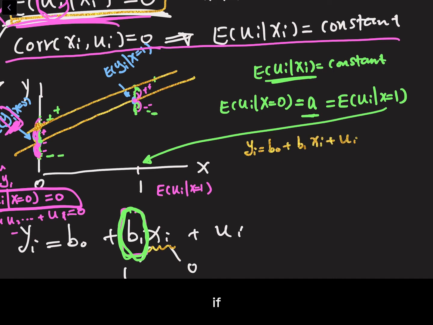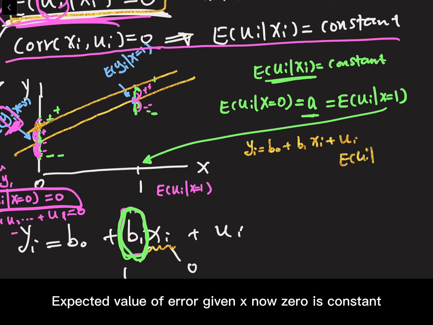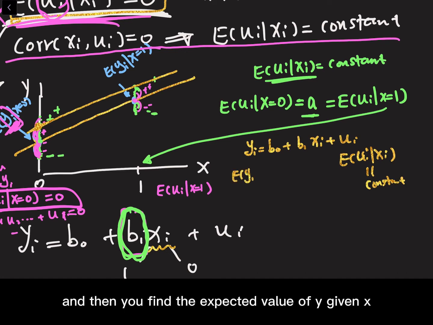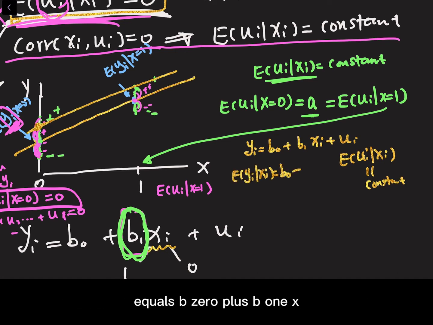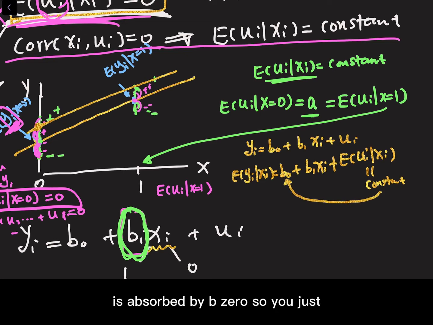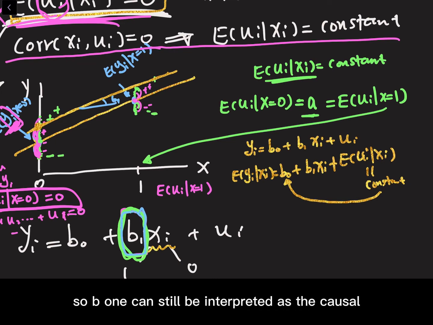If the expected value of error given x is not 0, but is a constant, then you find the expected value of y given x equals b0 plus b1x plus the expected value of error given x, which is a constant, and this constant is absorbed by b0. So you just shift b0 up proportionally. Now this is your regression line, so you won't bias your effect.